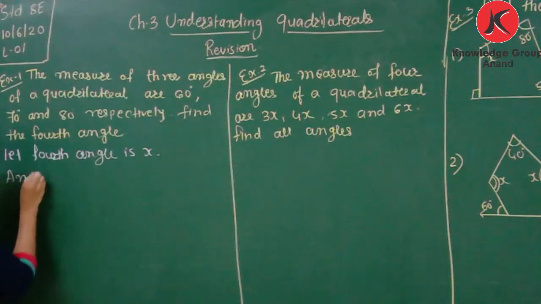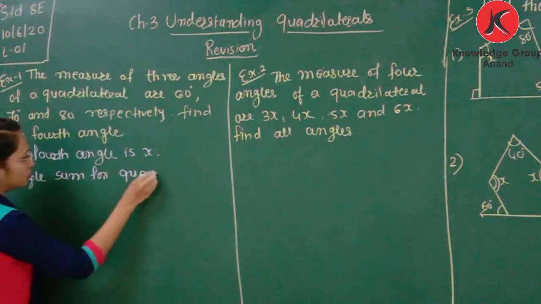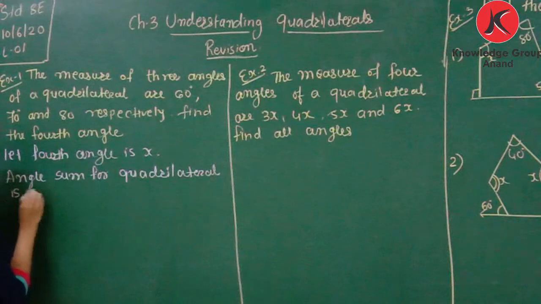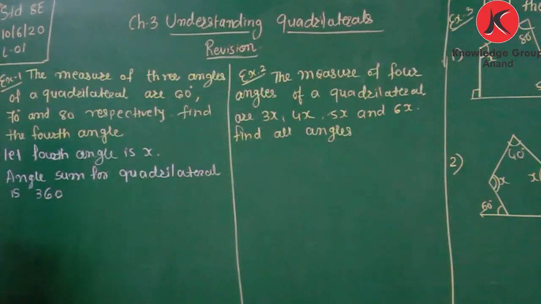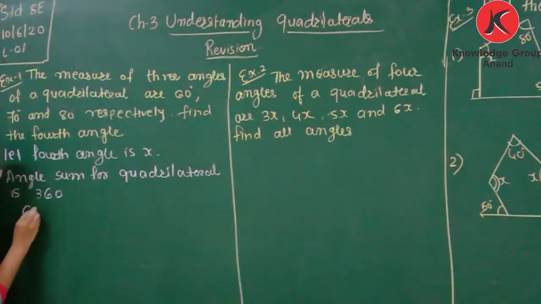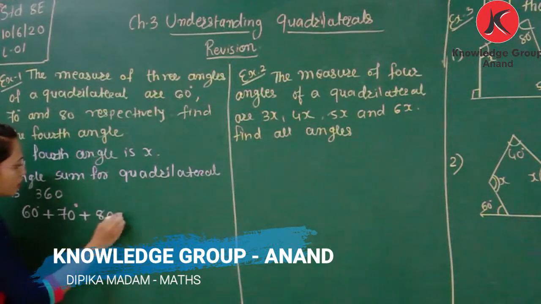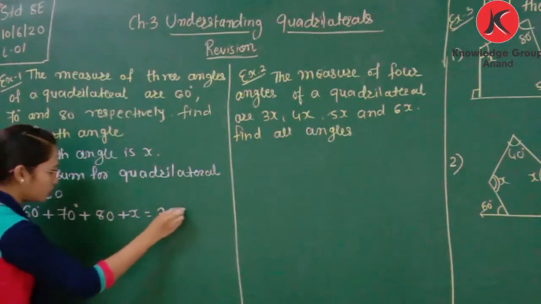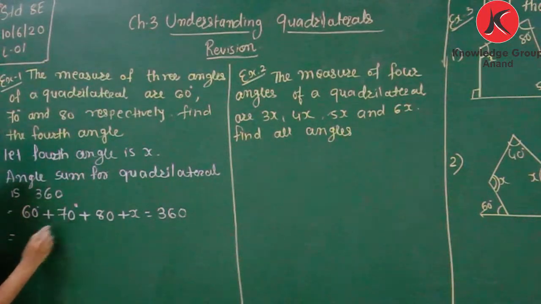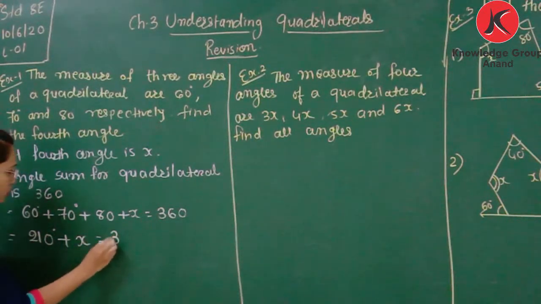Angle sum for quadrilateral is 360. So it means if we add 4 angles in a quadrilateral we will get 360. So we can write 60 plus 70 plus 80 plus x is equal to 360. Now add 3 numbers, that is 210 plus x is equal to 360.